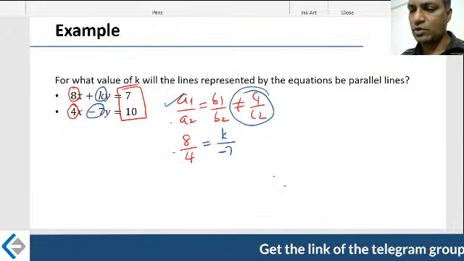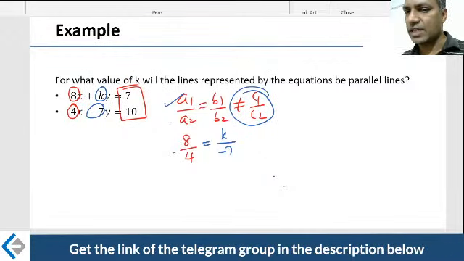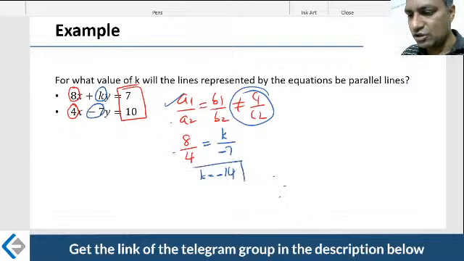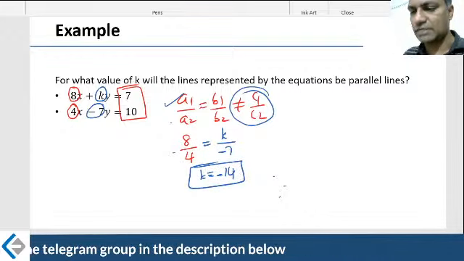7 by 10 is not equal to 8 by 4 because one of the values is there. Therefore, they are going to be parallel. I just have to find the suitable value of k. Fair enough. Therefore, what is the suitable value of k? The suitable value of k is minus 14. When we resolve this, we'll get the suitable value of k as minus 14.